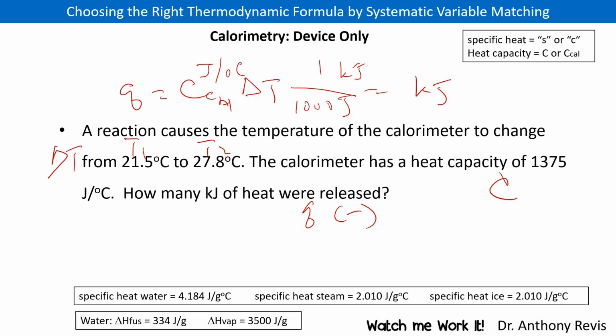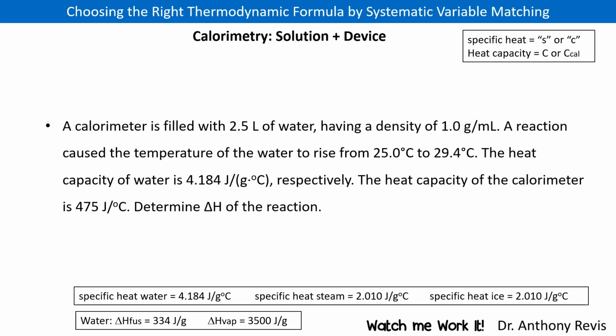All right, so that's how we set it up. But again, we do this by paying attention to the units as we go through. All right, let's do another one. So here we have a calorimeter filled with 2.5 liters of water. As soon as I see the liters of water, I know I don't work with liters. And since it's water, I know what that's going to be. That's going to be that many grams, because I know the density is 1. A reaction causes the temperature of the water, so I can get an S here. I have an M and an S, to rise from 25 to 29.4. So I have a delta T.